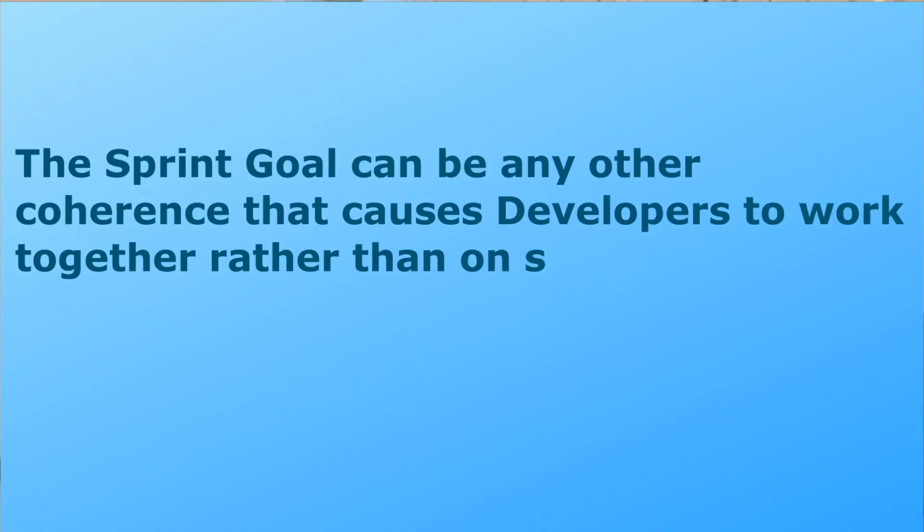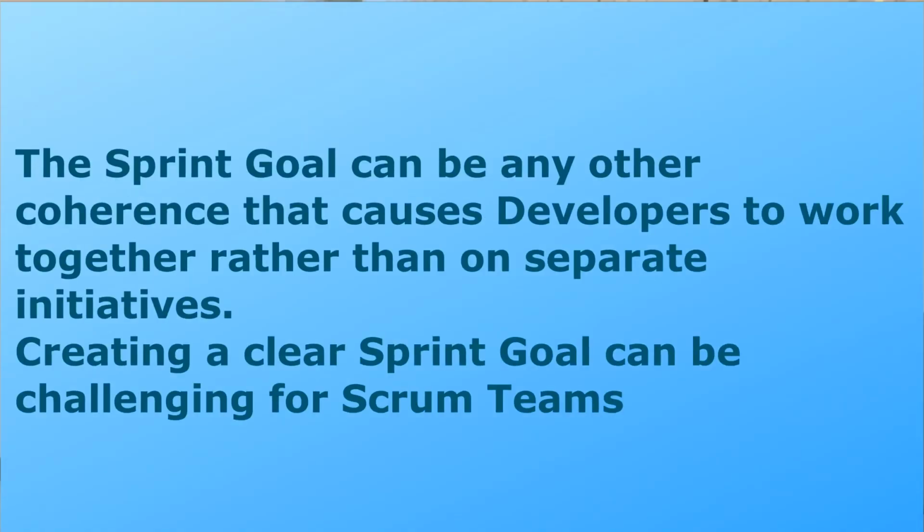The sprint goal is created during the sprint planning meeting by the entire Scrum team. The sprint goal gives developers some flexibility regarding the functionality implemented within the sprint. The selected product backlog items deliver one coherent function, which can be the sprint goal. The sprint goal can be any other coherent goal that causes developers to work together rather than on separate initiatives.